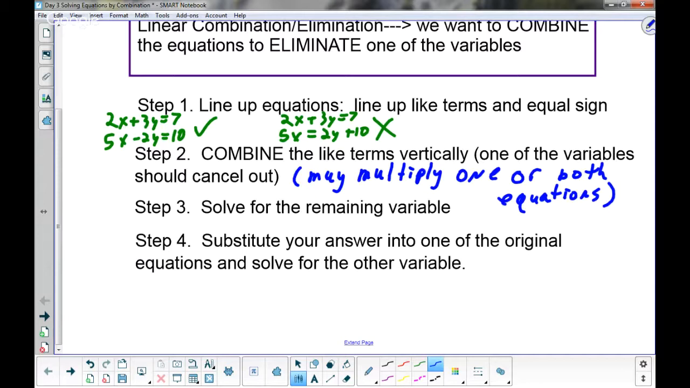Once we're able to do that and eliminate one of the variables, we go to step three and we solve for the remaining variable. So if we wanted to get rid of the y's, we cancel out the y's at that point, and we'd have x equals a number. Basically divide and solve for x. Once you do that, we do what we've done every step of the way from substitution, which is you take that number, plug it back into the original equations, and we solve for the remaining one. So if we found x, we will solve for y. If we found y, we'll solve for x.